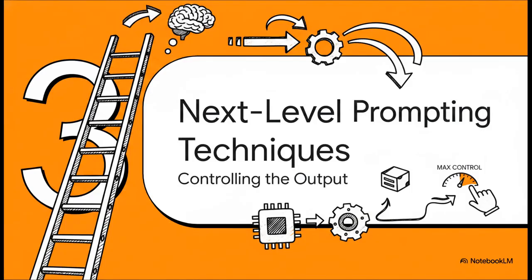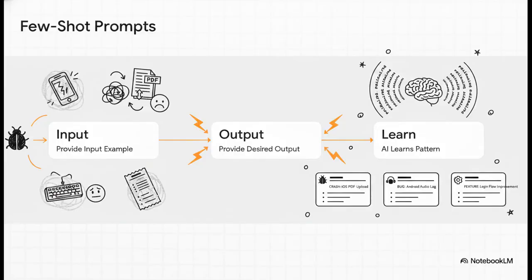All right, Part 3. Next-level prompting techniques, controlling the output. Here is where we ramp things up and start controlling exactly how the AI processes data and formats its responses. Our first next-level technique is called few-shot prompting. LLMs are basically pattern recognition monsters. If you give the AI just a few examples of an input and your exact desired output, it learns the pattern instantly.